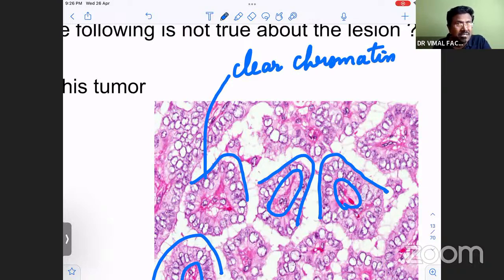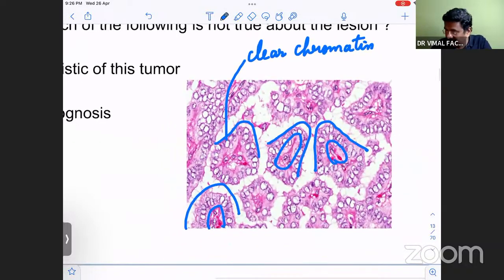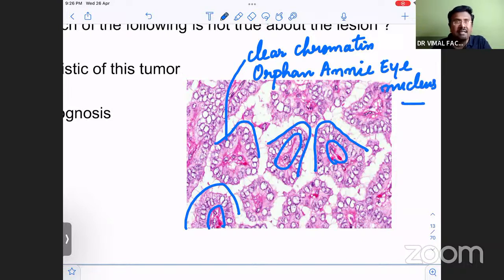And what is the famous terminology for this ground glass chromatin? Yes, you are right. It is Orphan Annie nucleus. That is a famous cartoon character with empty looking eyes. So this nucleus is called Orphan Annie nucleus.